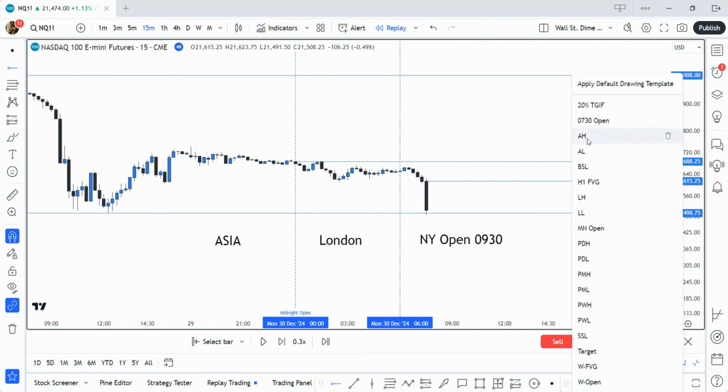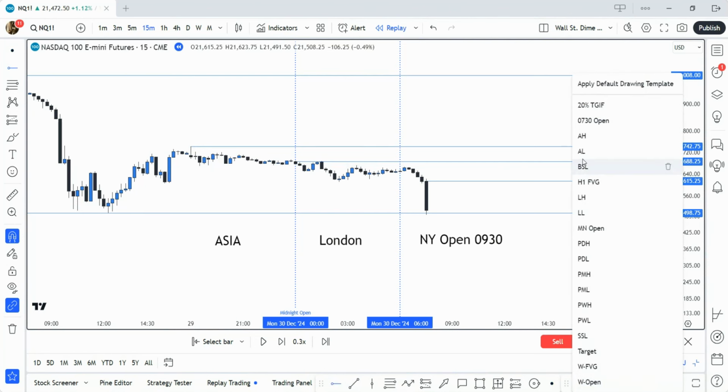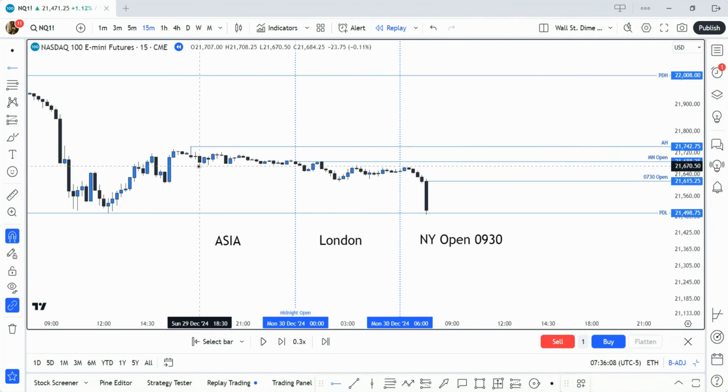And I have a template for Asia high. I'm going to mark that here. And then I'm going to mark out Asia low, which looks to be about here. And I see that it's close to the midnight open. Okay, so let's grab a horizontal line and mark out Asia low. And you see my labels appear over here on the right.